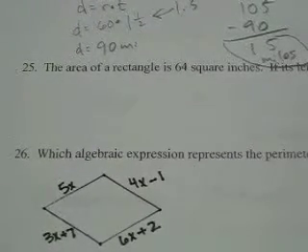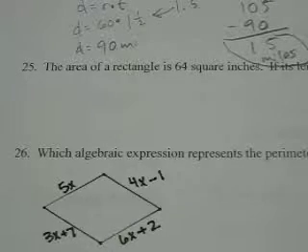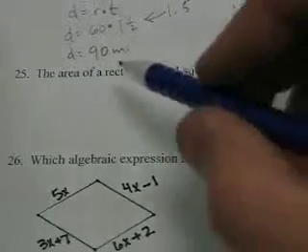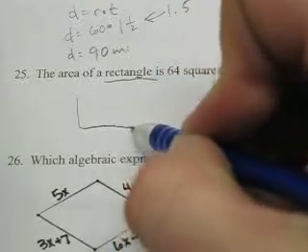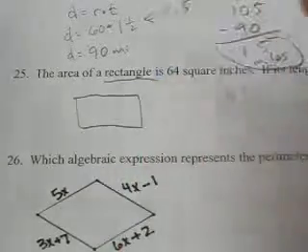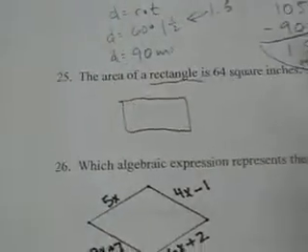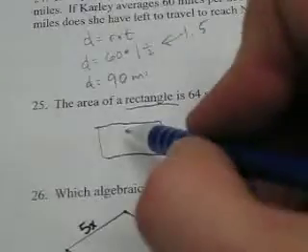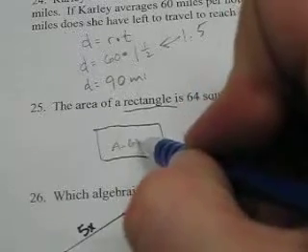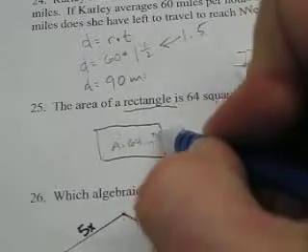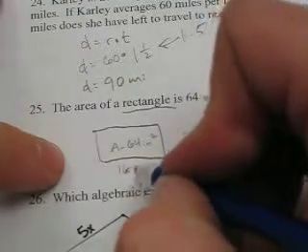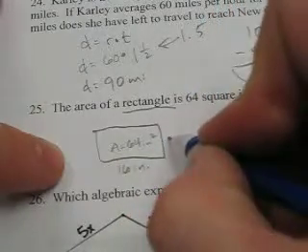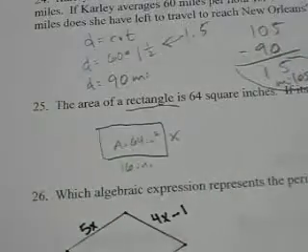Number 25, the area of a rectangle is 64 square inches. If its length is 16 inches, what is its width? I always recommend when you're talking about shapes, draw the shape. If it gives you any type of information as to the lengths or the measurements of that shape, then label it. So we know that the area is 64 square inches. It tells us the length is 16 inches, we want to know the width. So I'm going to just put a variable there, x.